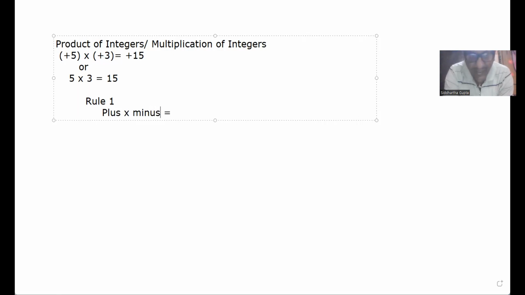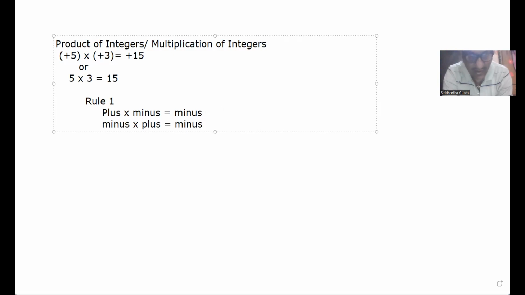Plus into minus will become minus, or you can say minus into plus is equal to minus. Minus into plus is equal to minus. The reason is the same: when the symbols are different, the sign is always negative.